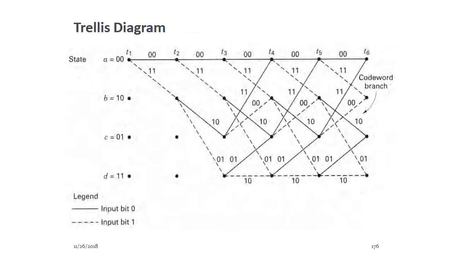Trellis diagram. Code trellis. It will represent the steady state transitions. So it is a more compact representation of the code tree. So we know that in the code tree there are 4 states. Every state goes to some other states depending upon the input code. So the trellis represents the single and unique diagram for such transitions.